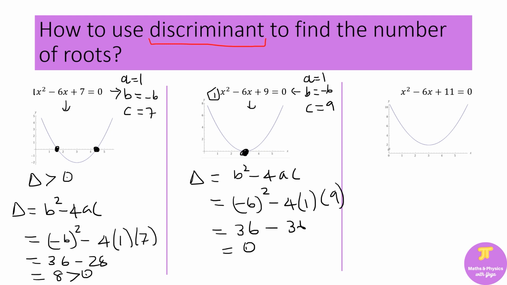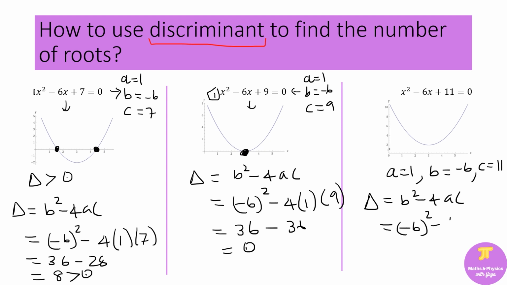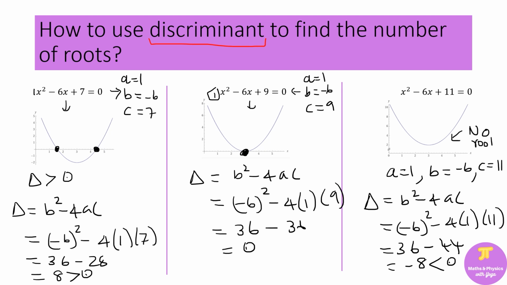And let's check the third one. What is a? A is 1, B is minus 6, and C is 11. So what is delta? Delta is b squared minus 4ac. B squared is minus 6 squared, minus 4, a is 1, into 11. 36 minus 44, which is minus 8, which is less than 0. So delta is negative, therefore we don't have roots. So no roots.